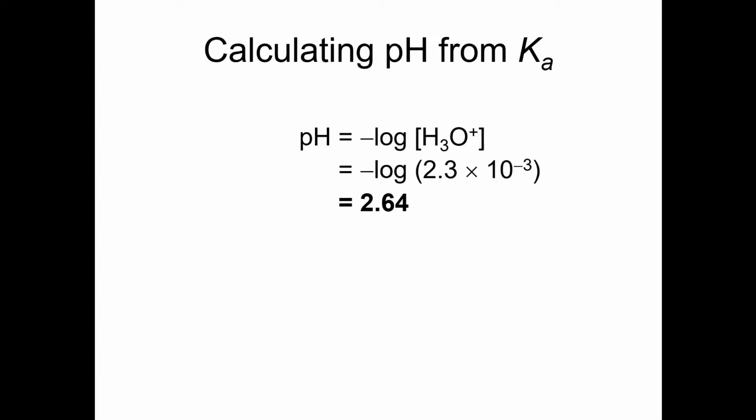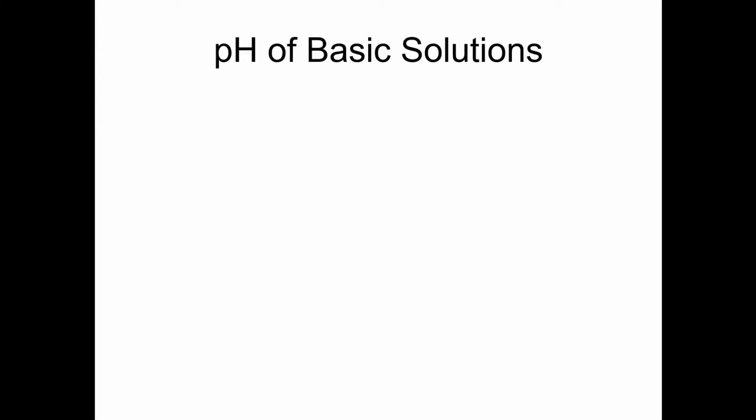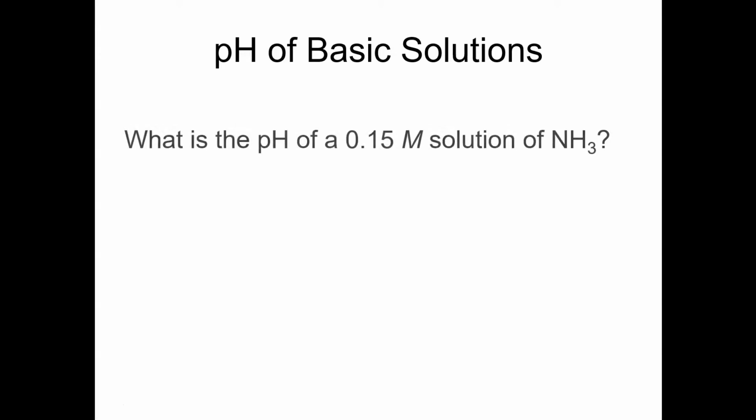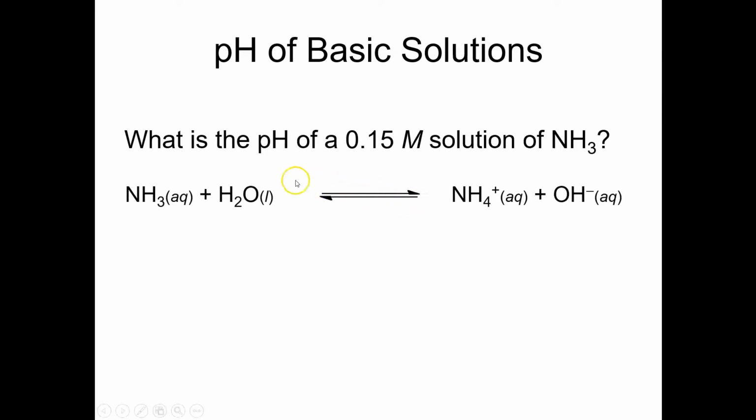Well, we can also do this for a weak base. The poster child for weak bases is ammonia. So if I want to ask the question, what is the pH of a 0.15 molar solution of ammonia? I'm essentially going to solve it in the same way. Here is my base ionization reaction. Ammonia is going to react with water to give me ammonium hydroxide.